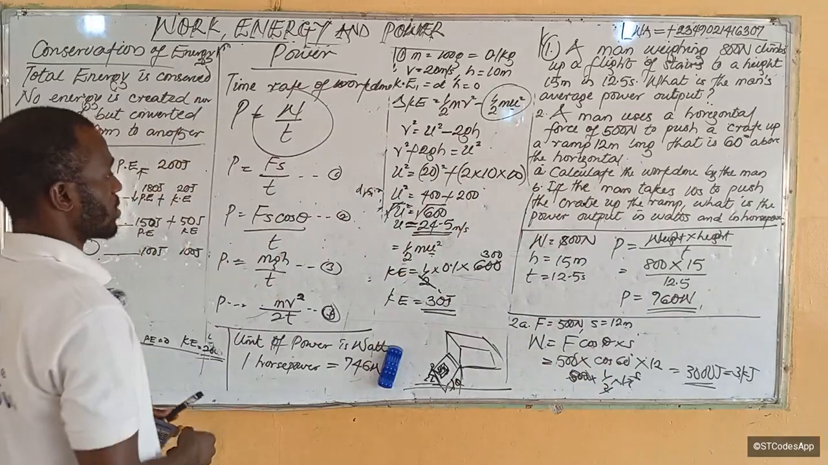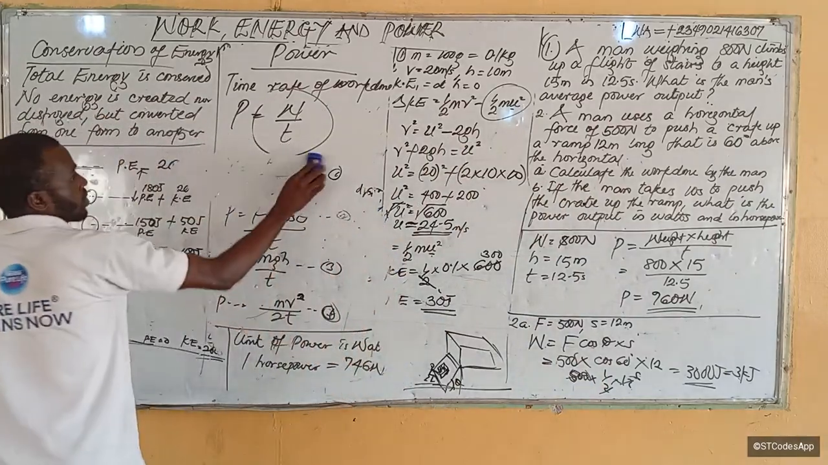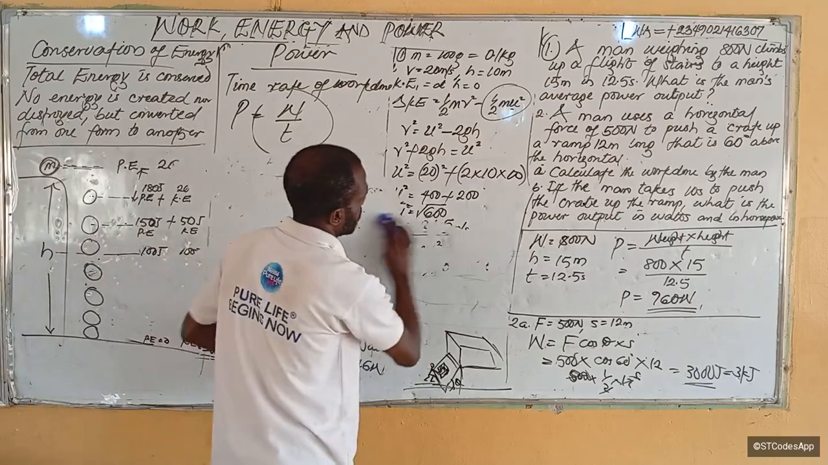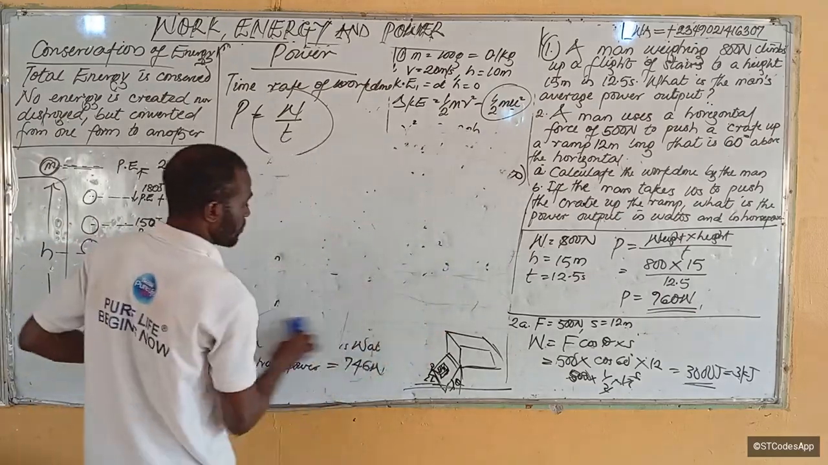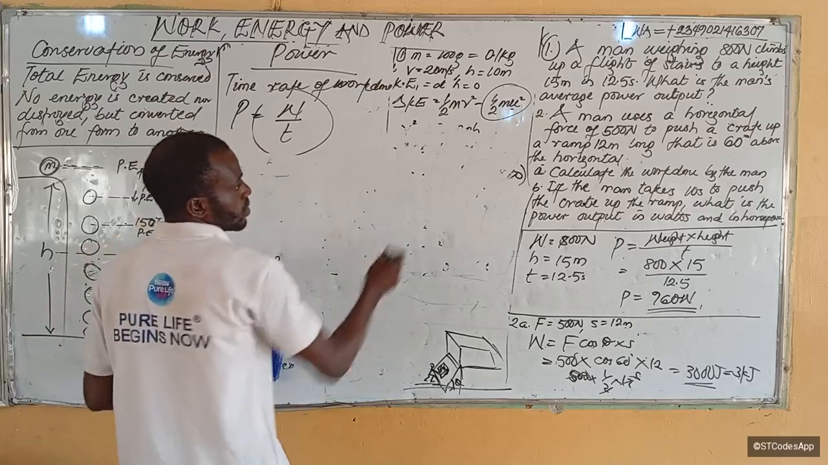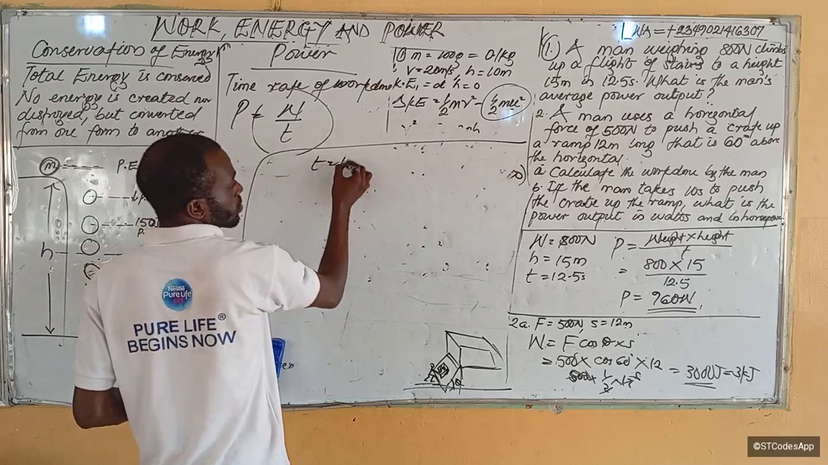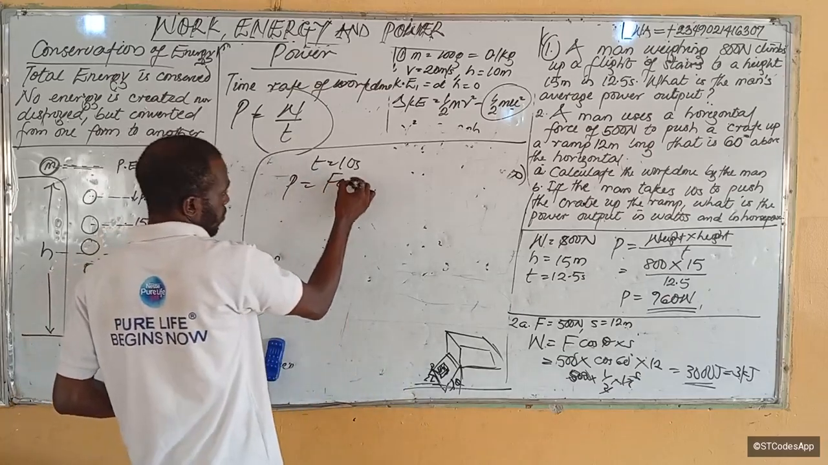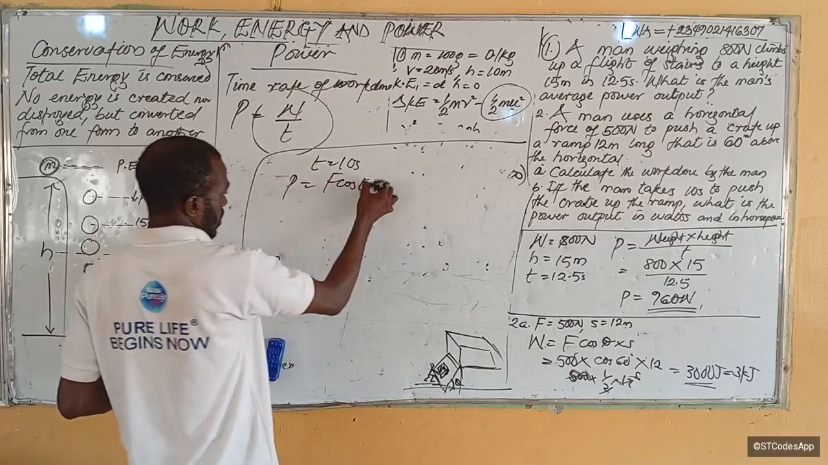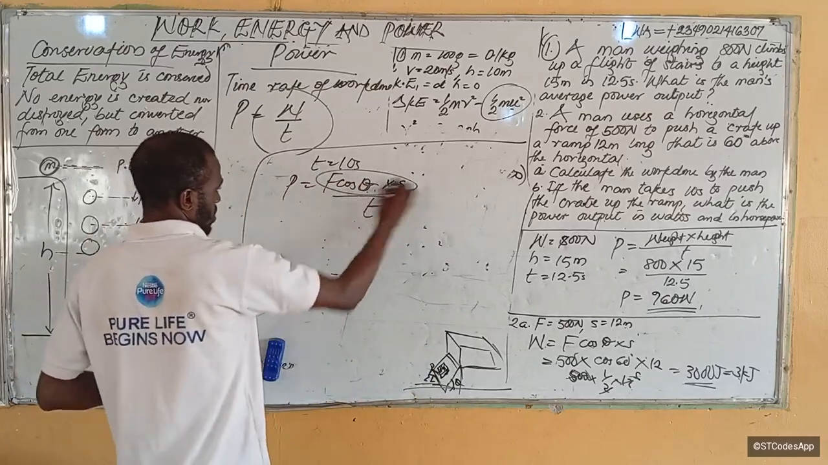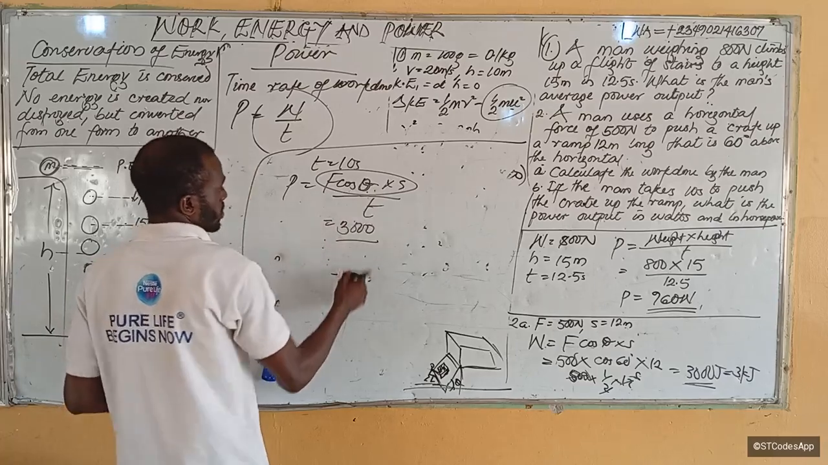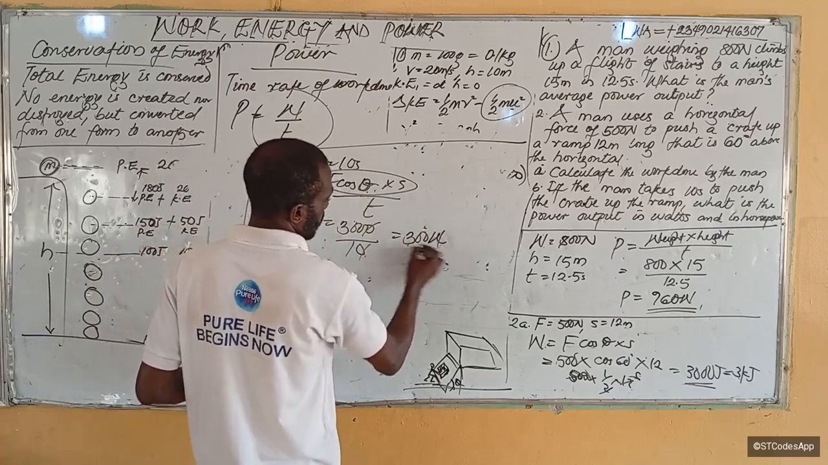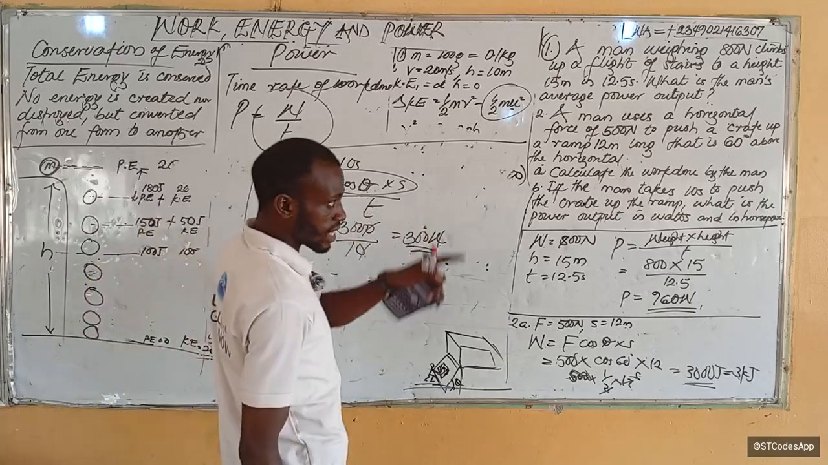Alright, so the B part says that if the man takes 10 seconds to push the crate up the ramp, what is the power output? Power is equal to F cos theta times distance over T. I've got F cos theta times distance to be 3,000, right? Over T, that's 10. So the answer is what? 300 watts. Sorry, this is power now. 300 watts.